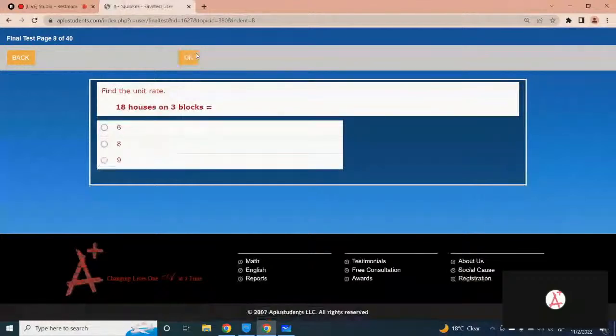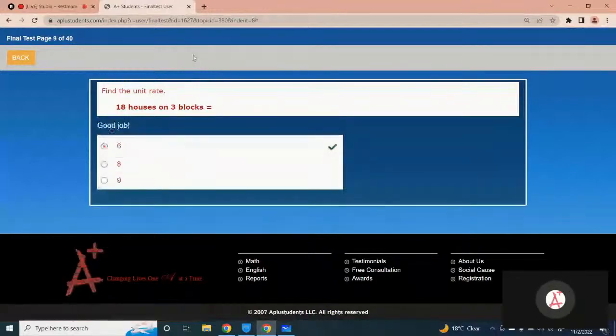Okay, 18 houses on 3 blocks. You have to find the unit rate. What is the unit? How many houses per block? 3 times 6 is 18, so 6 houses in one block. Got it? The correct option is 6. Just select the correct option, then click on the OK button.